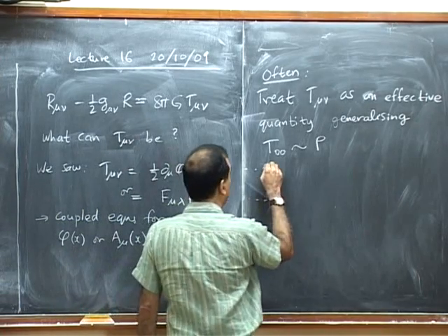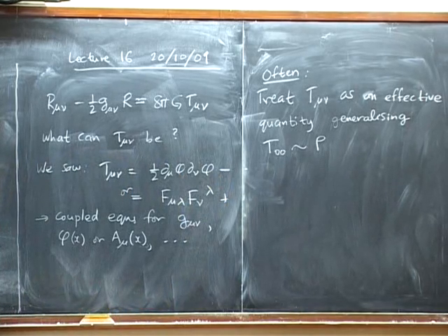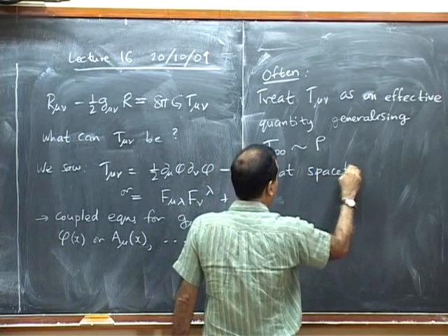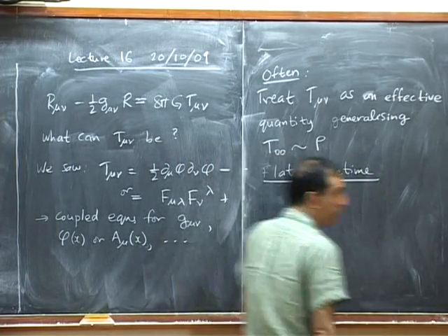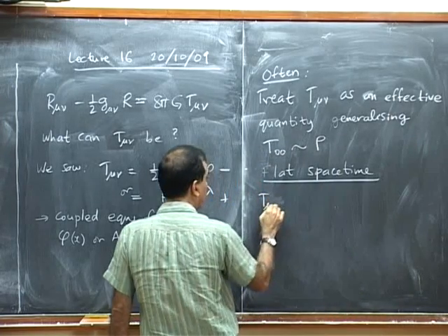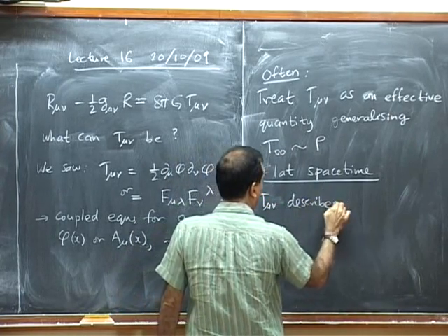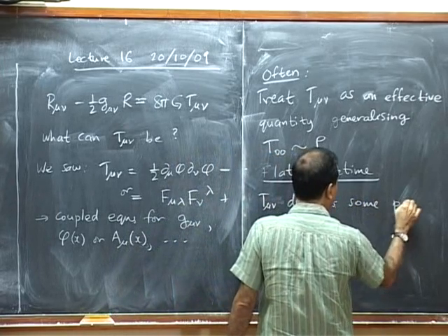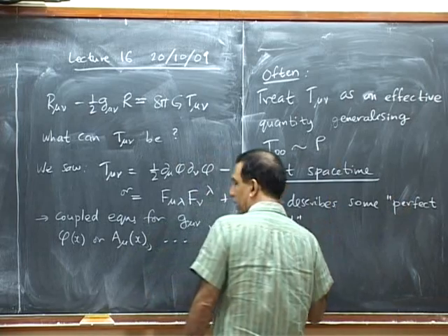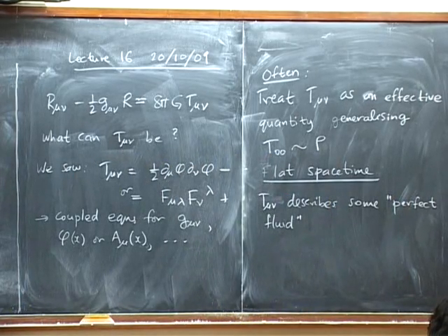Good. Now, let's see, I need to do a couple of things about the energy momentum tensor before we get down to this. First of all, let's recall what happens in flat space-time, where special relativity applies. Okay. So let's assume that we are not thinking about gravity for the moment, but that T mu nu describes some perfect fluid of matter, and by perfect fluid we mean that it doesn't have things like heat, so we neglect heat conduction, viscosity, dissipation and so on.